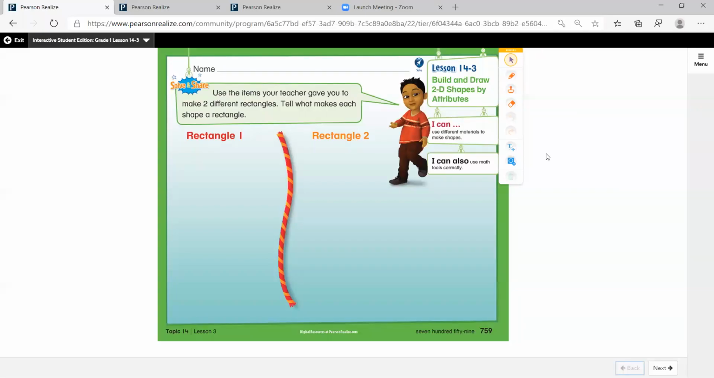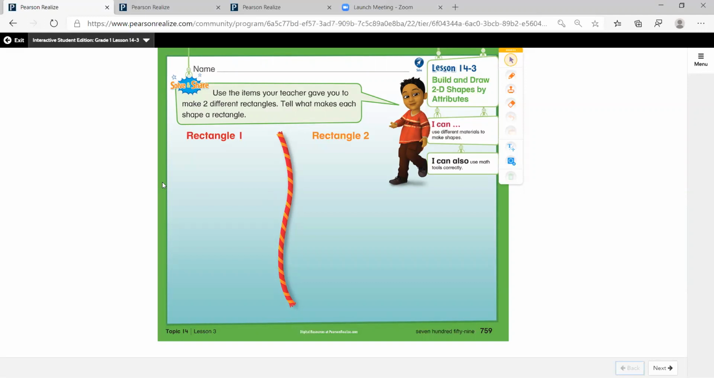Hi, first graders. Today we're going to be working on lesson 14-3, and we're going to be practicing building and drawing 2D shapes according to their attributes. Today, you're going to have the opportunity, if you choose, to use different materials to build and make shapes. If we take a look at the solve and share, it says use the items your teacher gave you to make two different rectangles. Tell what makes each shape a rectangle.